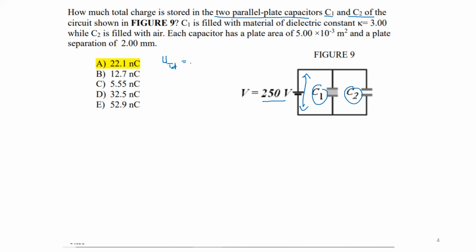Total energy is equal to what? No, not total energy, total charge. Okay, so you can get total charge, Q total. What will be Q total? Q total will be C equivalent multiplied by the voltage. What is C equivalent? I have here 2 parallel plate capacitors in parallel. So the equivalent will be just the sum, C1 plus C2. So once I get C1, C2, I multiply by V and I get the total charge.